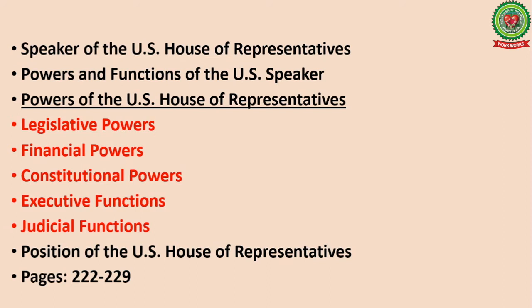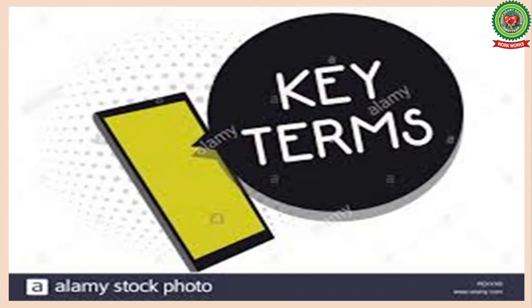Students, here I would like to tell you that Congress has two houses: House of Representatives, that's the lower house, and Senate, which is the upper house. But in today's lecture, I will talk only about the lower house, that is House of Representatives. But somewhere, if required, I will give you a brief about Senate also. But the main focus will be on the House of Representatives. Before discussion of all these objectives, I would like to discuss the key terms with you.